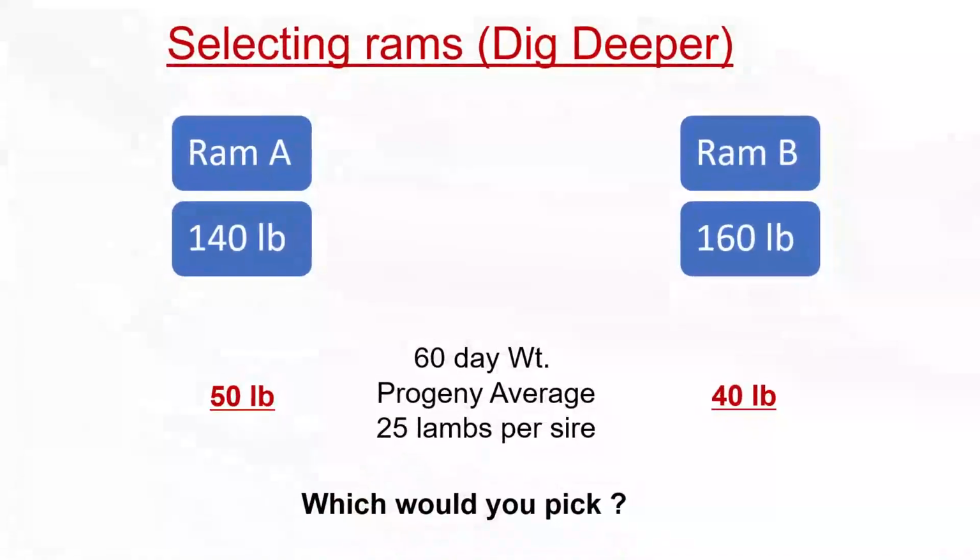Well, if you start to dig a little bit deeper, each one of these rams turns out had 25 progeny last year. They used them to breed some ewes, and say each one of them has 25 lambs. If you look at Ram A, who's the smaller ram, his 25 progeny averaged 50 pounds. Ram B, the bigger ram, his offspring didn't average but 40 pounds. So just off the bat, Ram A is already making you more money if you're selling lambs by the pound.